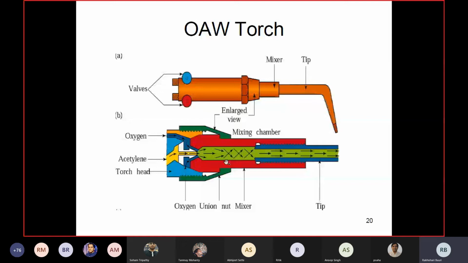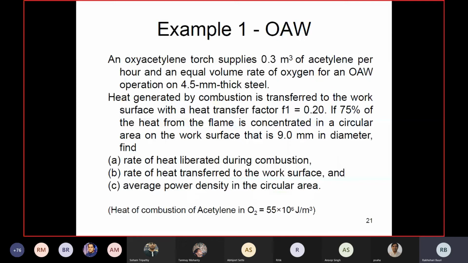Now, this one is a simple question. Maybe it won't take much time. Take 5 or 7 minutes and solve it yourself. And you can say the answers or write them in the text box.